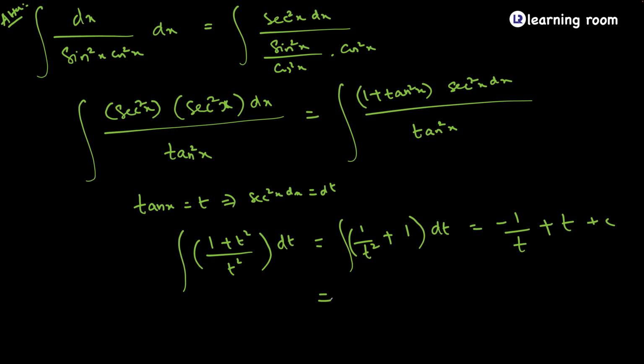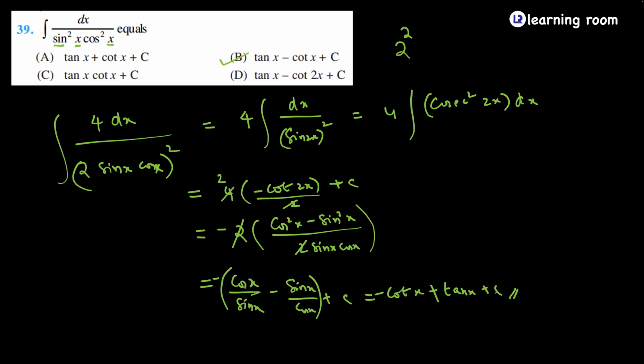Minus 1 divided by what is t? Tan x. So minus 1 by tan x is cot x. So minus cot x plus t is tan x plus c. I hope it's the same answer. Yes. It still works. So your method also will work, but you need to do a manipulation to it. Is that clear? So you can make a note of both.